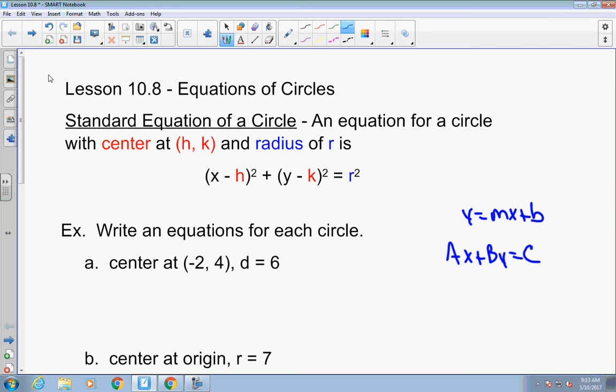When you get to Algebra 2, you're going to talk about the equation for a parabola, and a hyperbola, and an ellipse, okay, and a circle. Okay, so those 4 things you're going to get. We're just going to touch on the circle today.